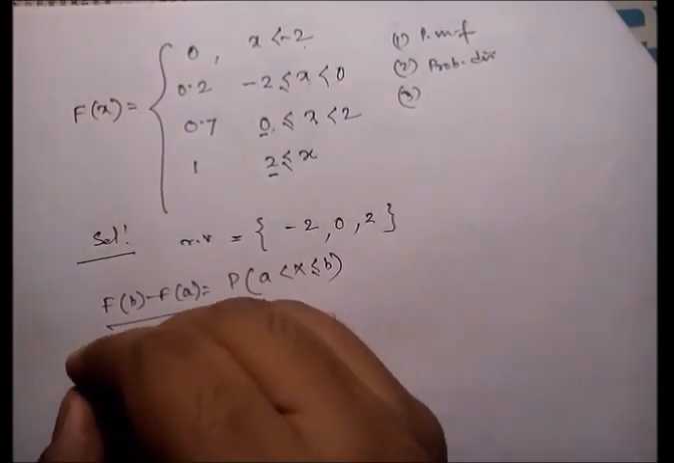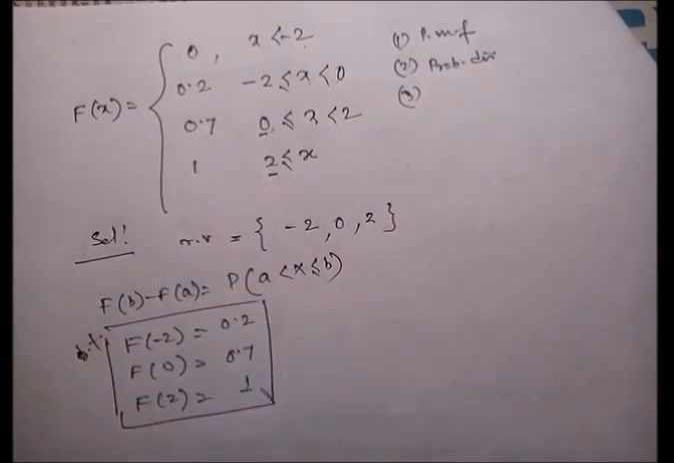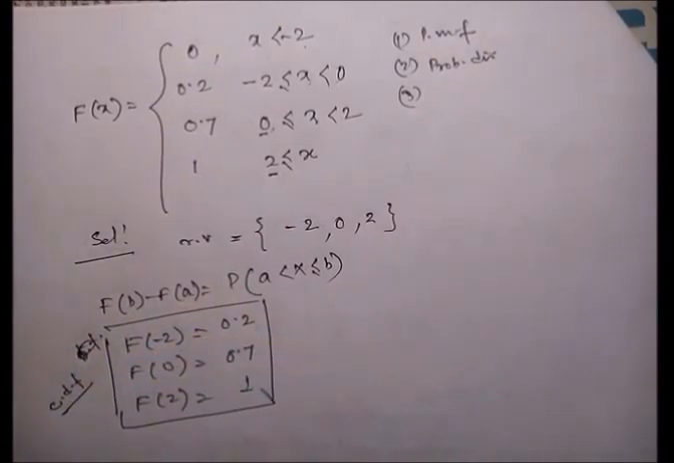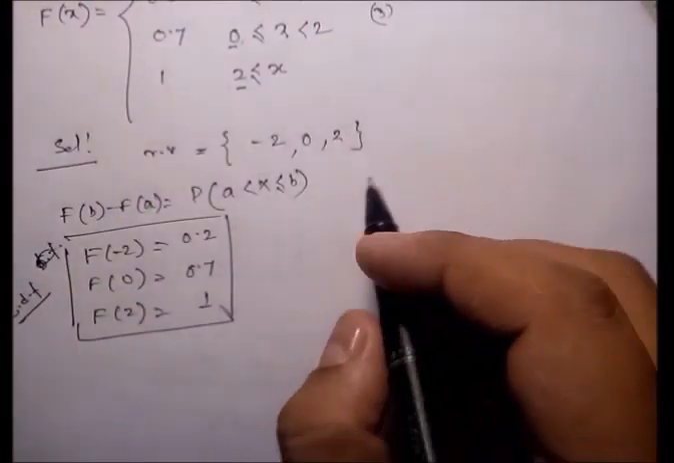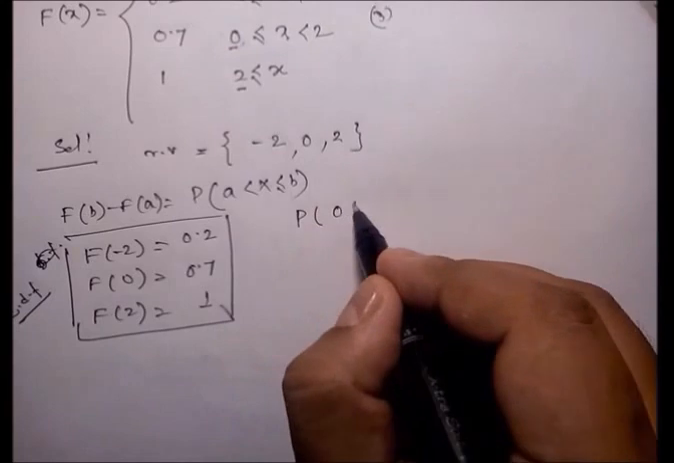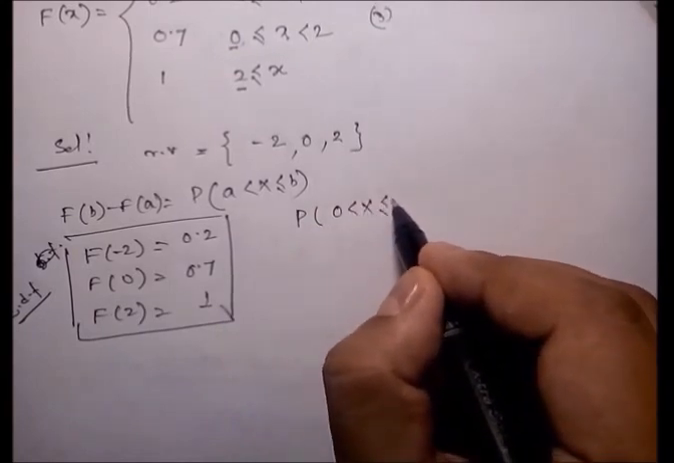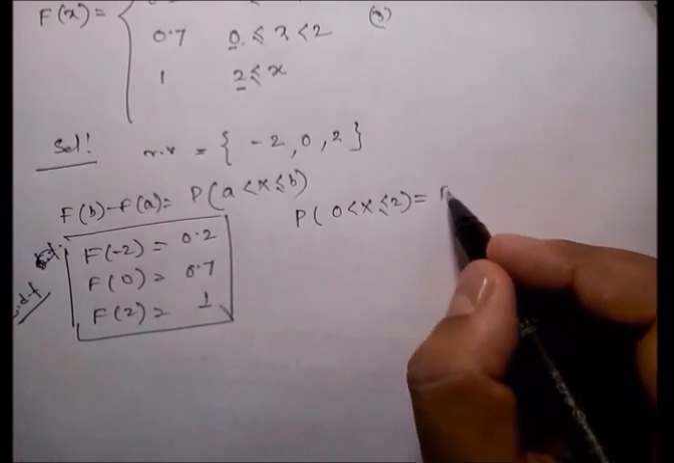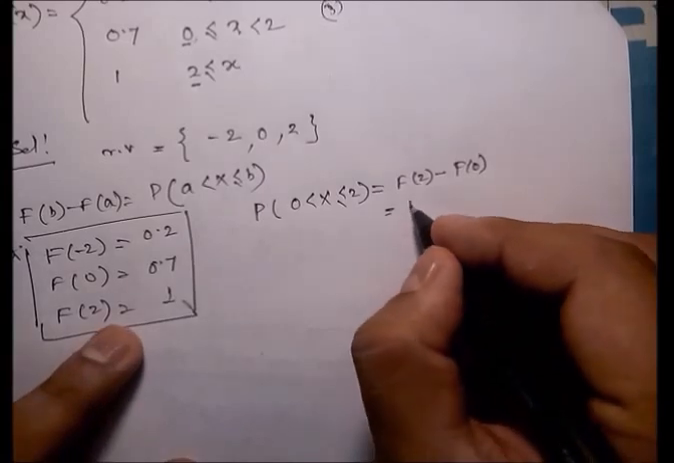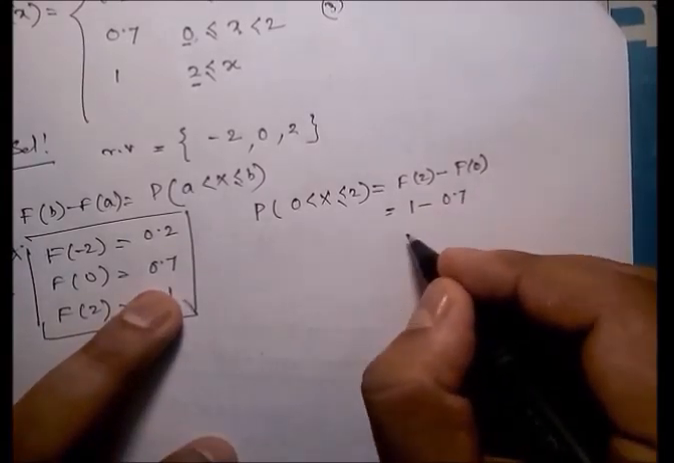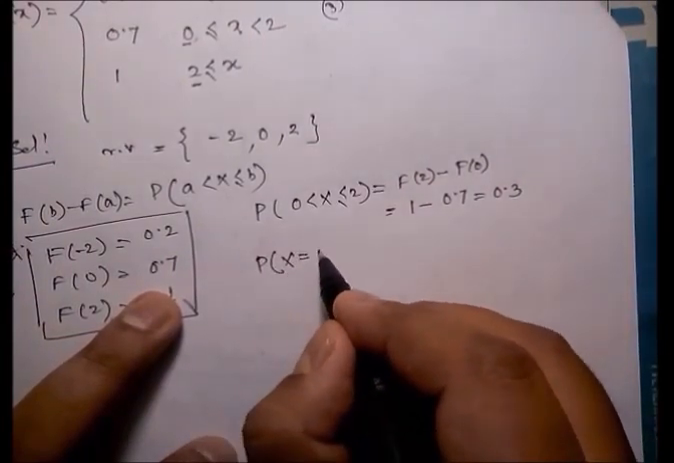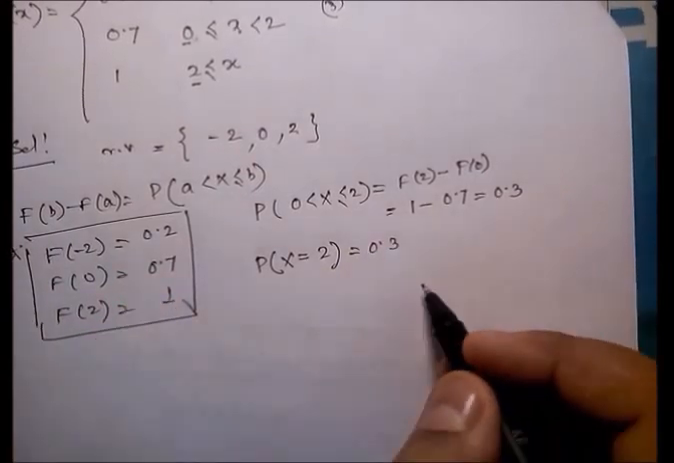Okay, so this is nothing but our distribution function, or cumulative distribution function. Now we have to identify the probability mass function. So P(X = 2) should be what? F(2) minus F(0). So what is F(2)? F(2) is 1. What is F(0)? F(0) is 0.7. So that is 0.3. So the probability of X equal to 2 will be 0.3.